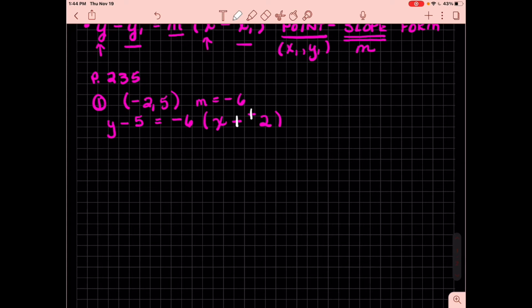So if I rewrite this, I could say y minus 5 equals -6 times x plus 2. And notice if I have plus 2, it means that I had minus minus. I had minus and negative. And so that's going to be true when you see the plus. Okay, I usually am asked to go ahead and write this in another form, like slope-intercept form. But in this case, the problem just asked me to stop right there. So I'm going to look at number 2.